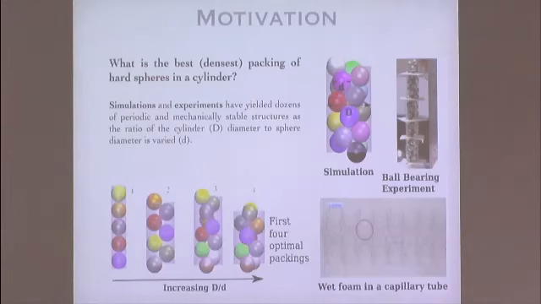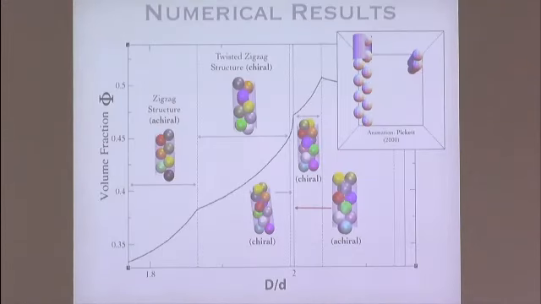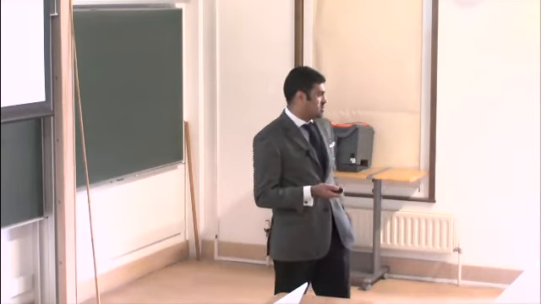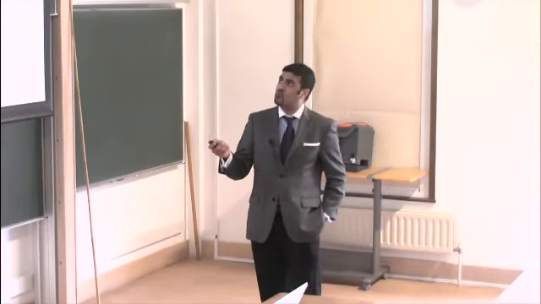Okay, but I'm going to stick with numerical simulations for the rest of this talk. What we plot here on the x-axis is the diameter ratio. As I'm going towards the right, I'm essentially making the cylinder diameter bigger and bigger. And what I do is I ask myself from the simulations, what's the best packing I found for a particular value of the diameter ratio? And I plot its volume fraction.